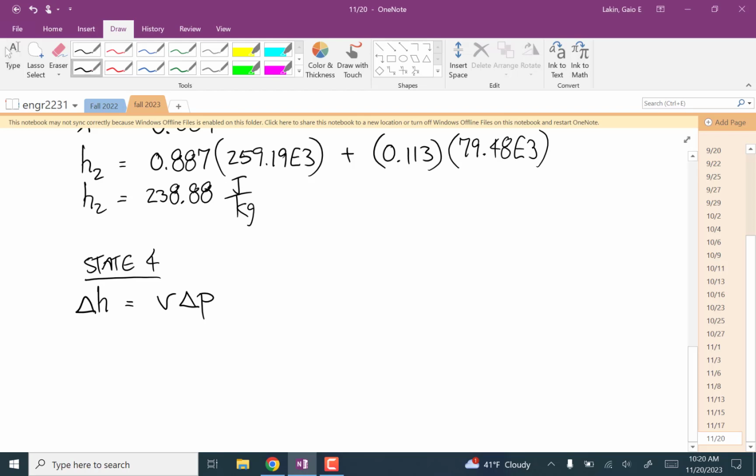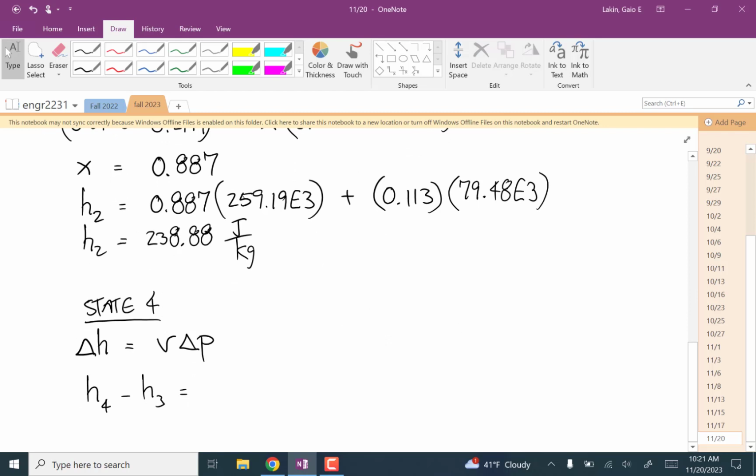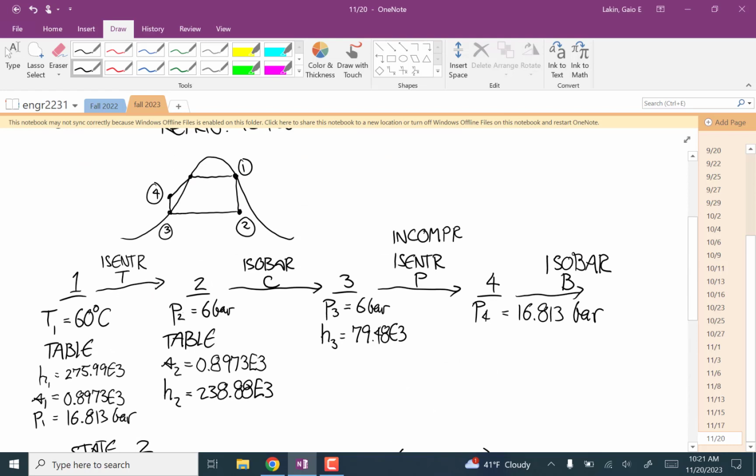Okay, so H4 minus H3 is equal to the specific volume times the change in pressure. So what's the specific volume? We can look that up, since for an incompressible material, the specific volume only depends on temperature. We're assuming it's constant, but it's constant in a temperature range, you know? So let's just look it up in the saturation tables for the temperature of 60 degrees Celsius.